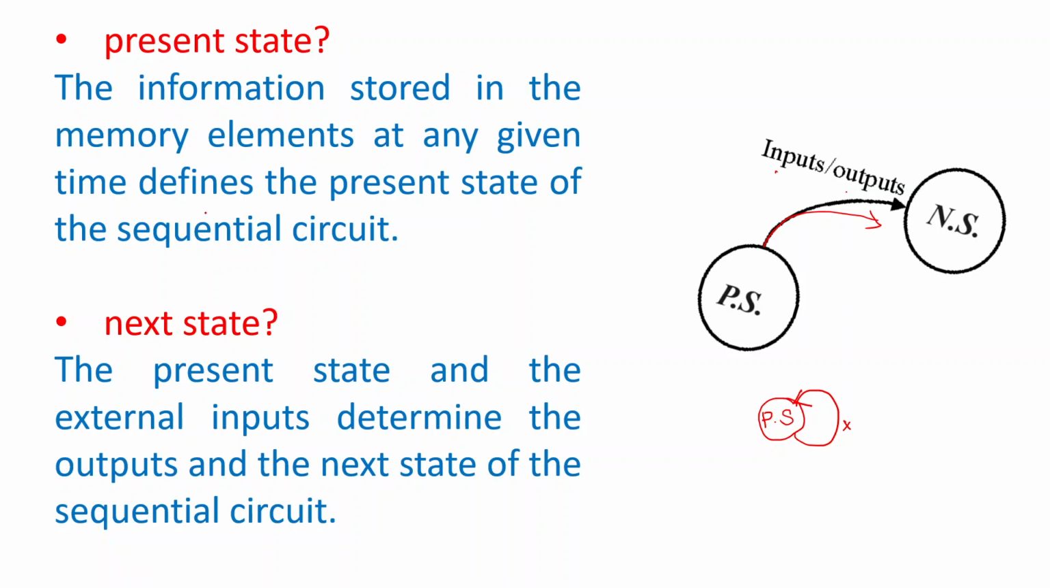So what is the present state? It gives the information stored in the memory element at any given time, and defines the present state of the sequential circuit. So at any time, the output of the memory element is the present state. And if we give external inputs to the circuit, it will produce next outputs, and those outputs are called the next state of the sequential circuit. So upon giving external inputs, it goes to the next state, that is called the next state.